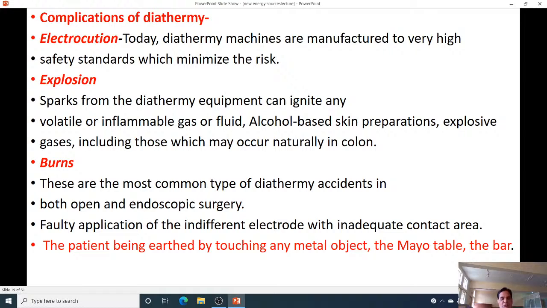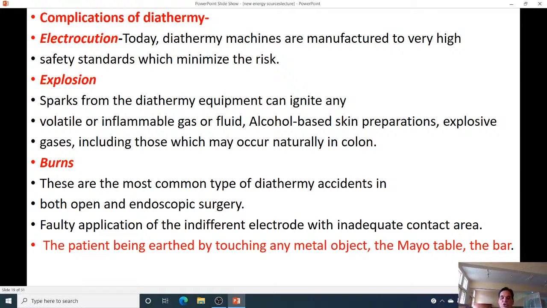Okay. Second is explosion. Why does explosion occur? Because there is always a spark. Whenever you go for cutting or coagulation in monopolar, there is a spark, and that spark can ignite the volatile or inflammable gas available in the OT. All alcohol-based skin preparations are commonly used for skin preparation. Explosive gases are associated, and oxygen is there. Many times O2 is already there, so there also there is a risk. And naturally occurring gases, like if you are operating over the colon, do not use monopolar because that gas itself is inflammable. So explosion, electrocution and burns.